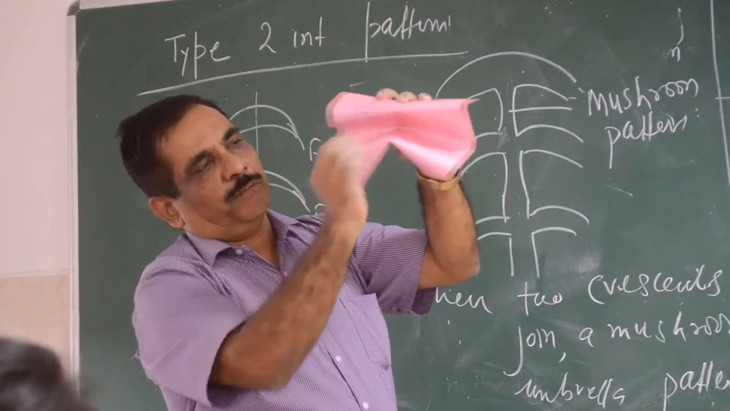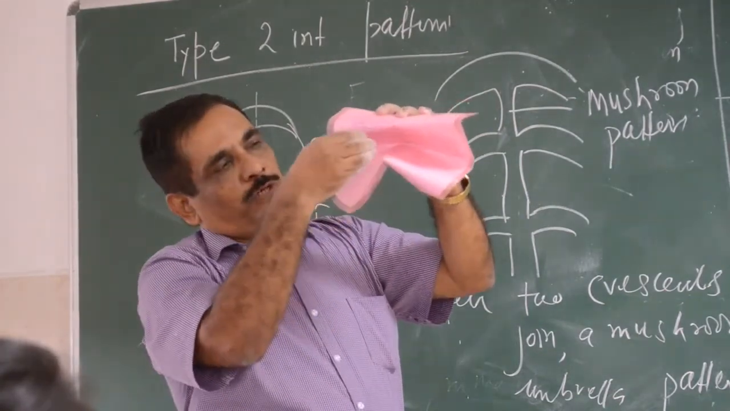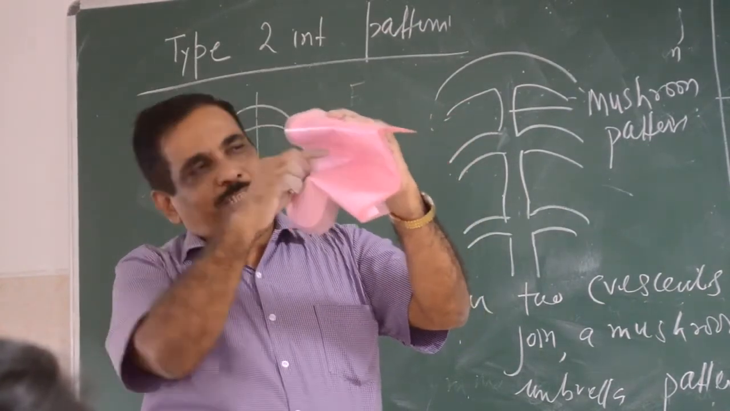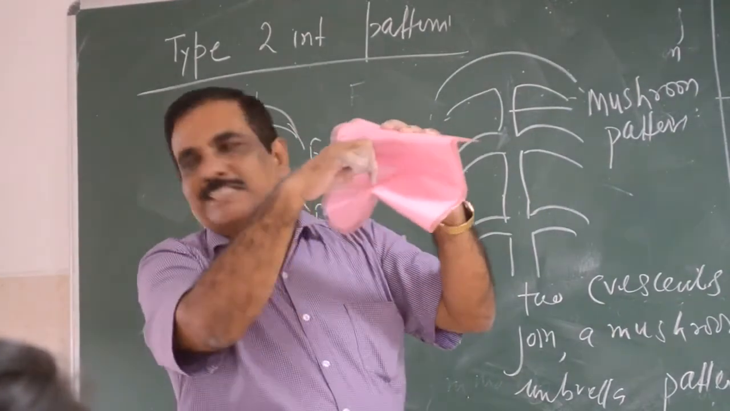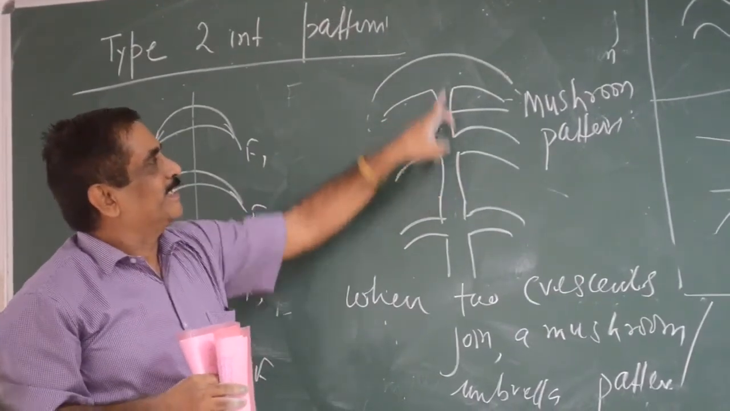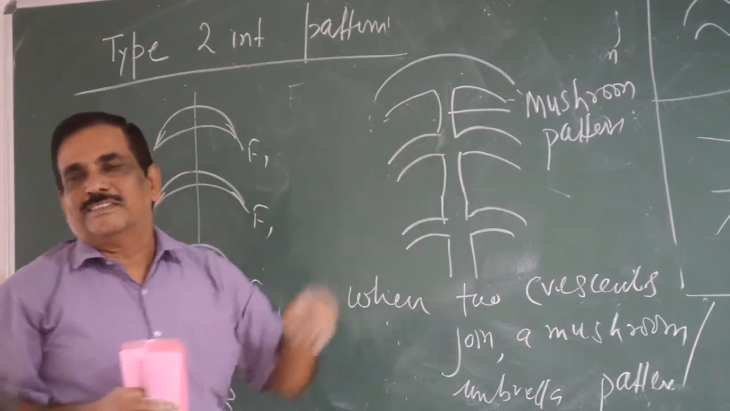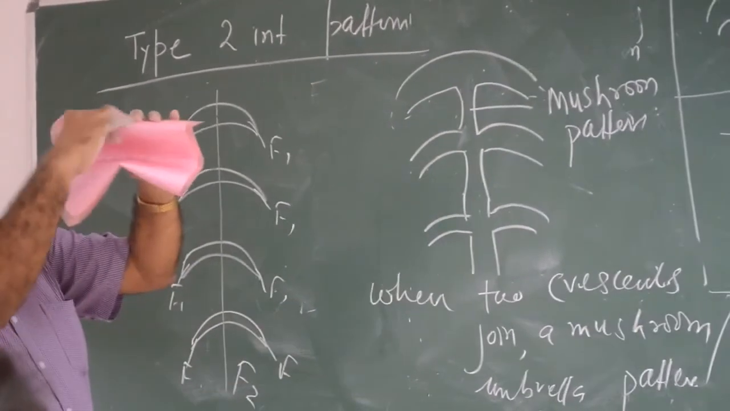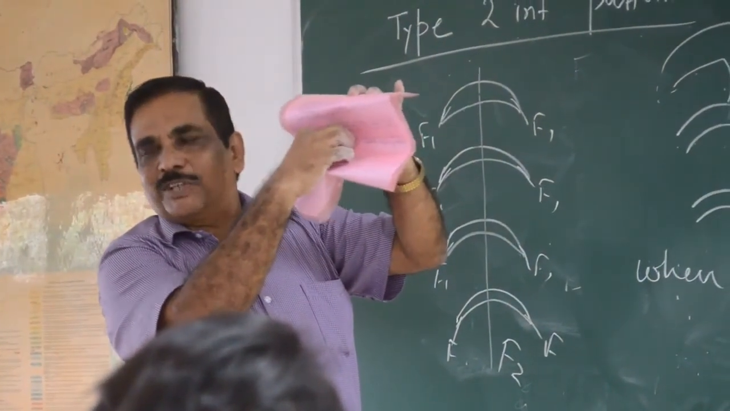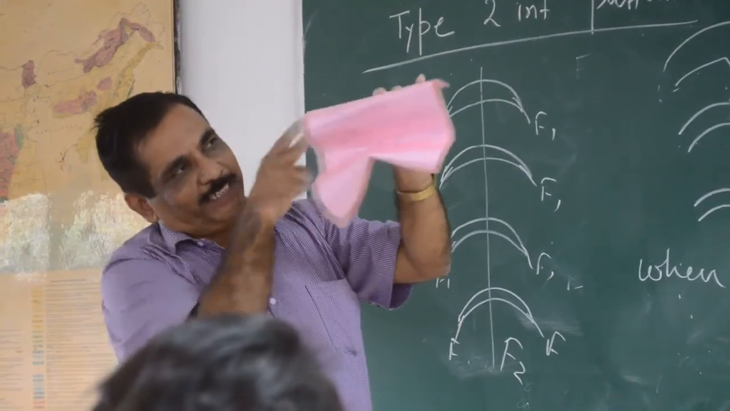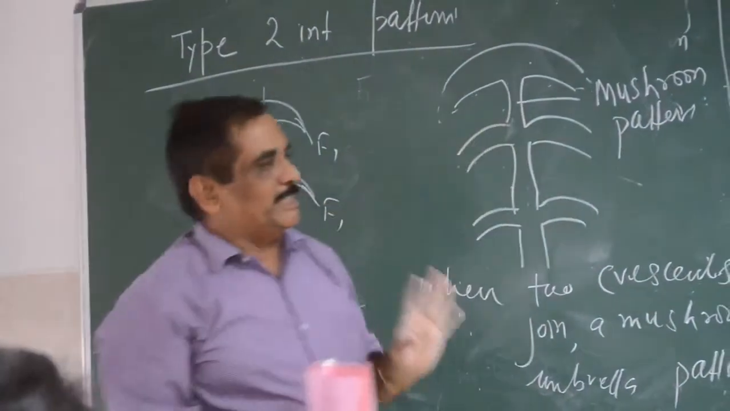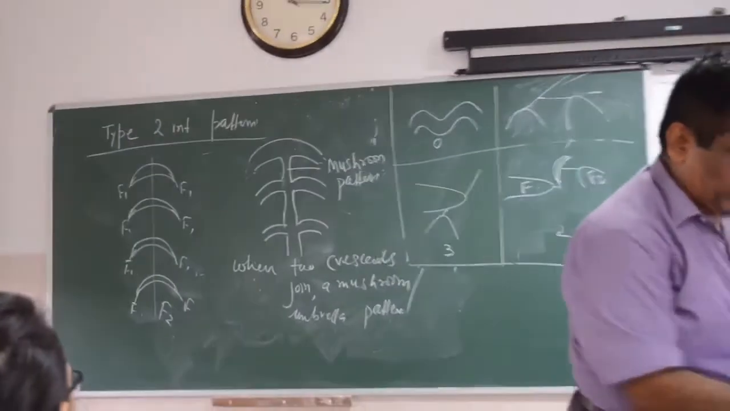Here limestone crescent will come, crescent will come. If you go on cutting, here also the quartzite will be cut, limestone will outcrop. So this limestone will make a bridge between this limestone and this limestone. If you go on cutting, this will be cut first, then this will be cut. So limestone will appear, connecting this limestone and this limestone. That is why this bridge is appearing. So that is why it is called a mushroom pattern or umbrella pattern.